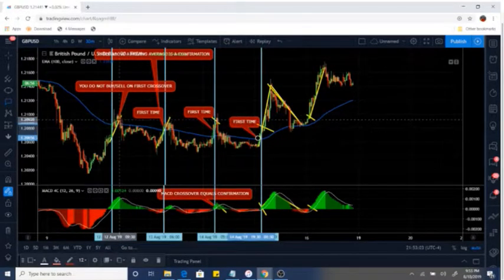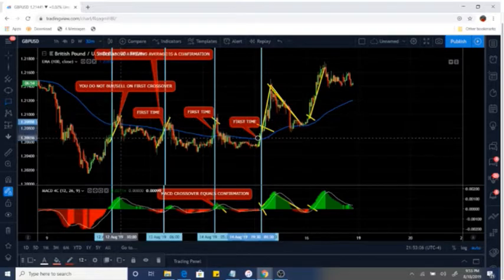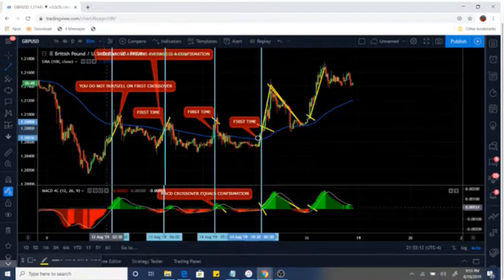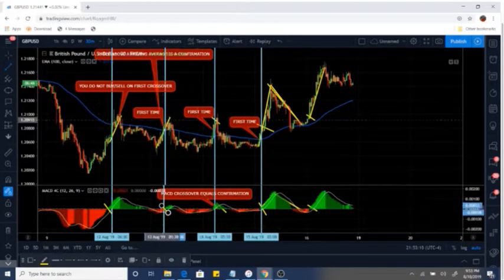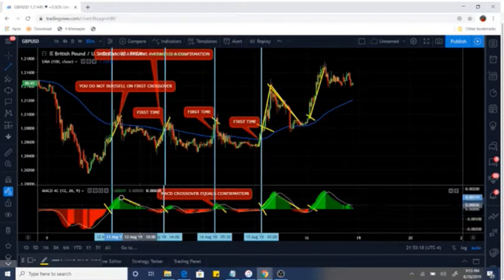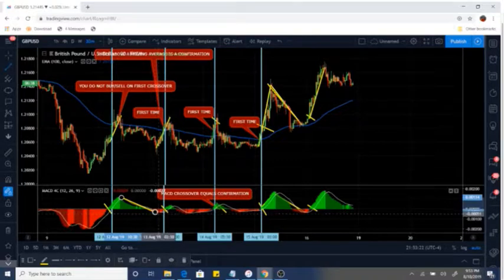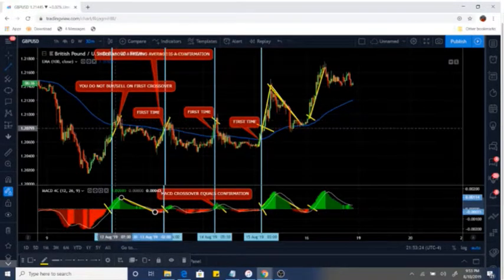When this crossed over for the first time, what happened? Again, it came back. You have to wait for this part. So when you get that MACD crossover to the upside or downside, you have to wait for the pullback first, and then you buy. So you see here, when this crossed over, what happened? It went back under my moving average.